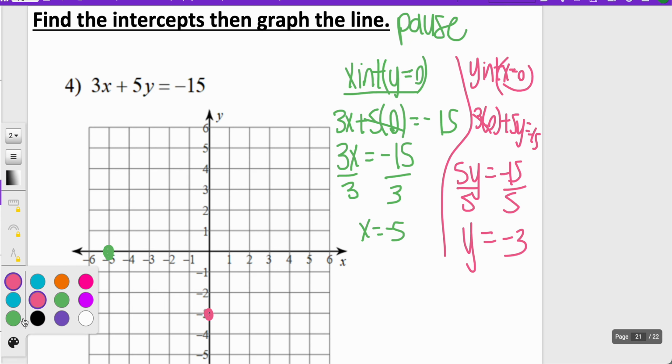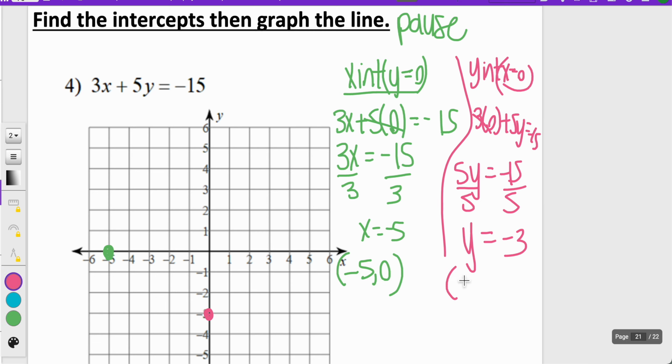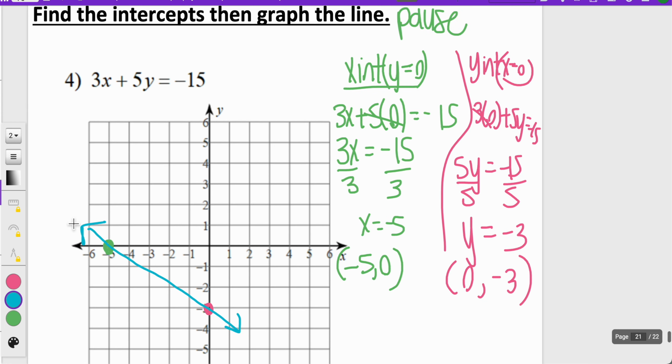So, sorry, these points are negative 5 comma 0, which is my green x-intercept, and my y-intercept is 0, negative 3. So if I connect those together, I get a nice straight line with a negative slope. Okay? That'll conclude our video today on 7.3 day 2. This is, again, how to find intercepts and then graph them.